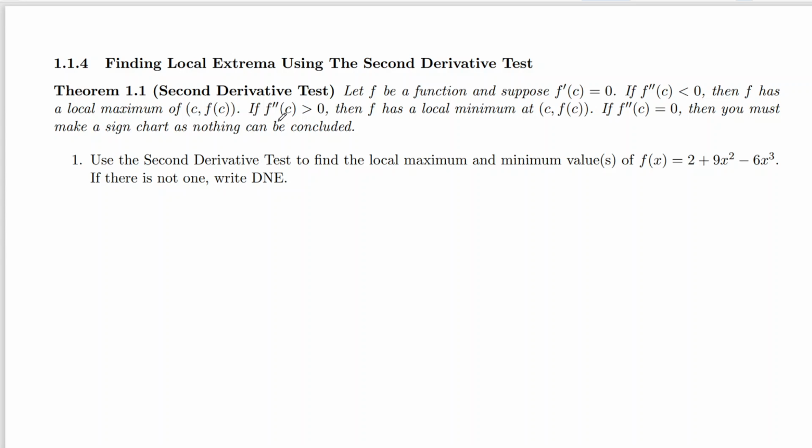And then if f prime prime of c is greater than 0, then f has a local minimum. So if the second derivative is positive, then it has a local minimum at c, f of c. And then the one thing that's kind of annoying about the second derivative test is if your second derivative equals 0, you can't conclude anything. It could still have a local maximum, it can still have a local minimum, it can still have neither.